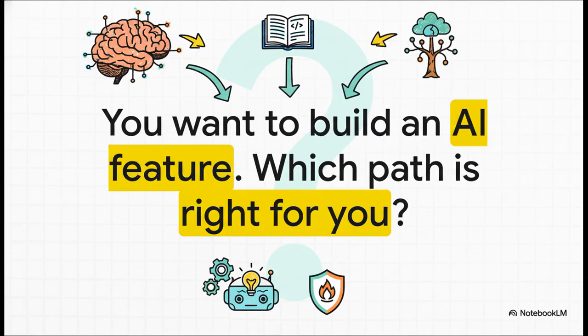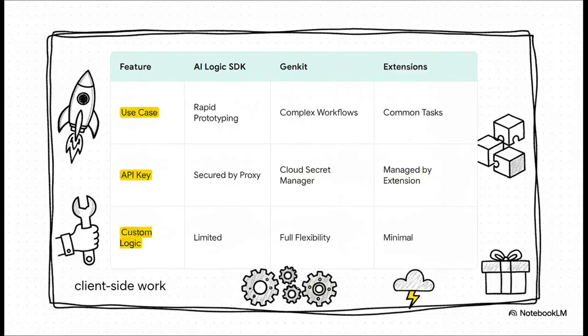Let's break them down. This table gives you the bird's eye view. You've got the AI Logic SDK for fast client-side stuff, Genkit for when you need serious server-side muscle, and Extensions for ready-made solutions. But look, the most important column here is primary use case. Your goal, what you're trying to build, is what's going to point you to the right answer almost every time.